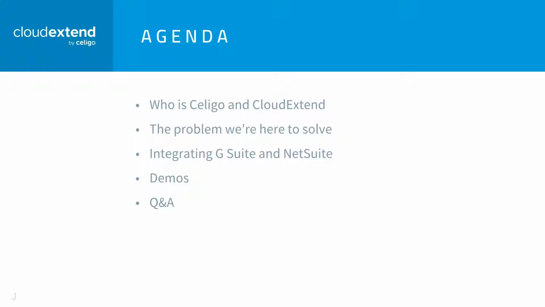First, I will give a quick overview of who Celigo is, and then who CloudExtend and the CloudExtend team at Celigo is. I'll then hand it over to Chris, who will talk a little bit about the problem NetSuite and G Suite users face. Then he will discuss integrating G Suite with NetSuite. At that point, we'll do some live demos, discuss pricing, and then open it up for a Q&A session.